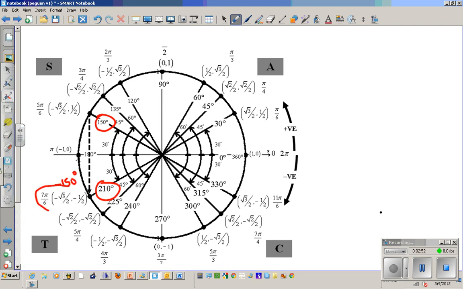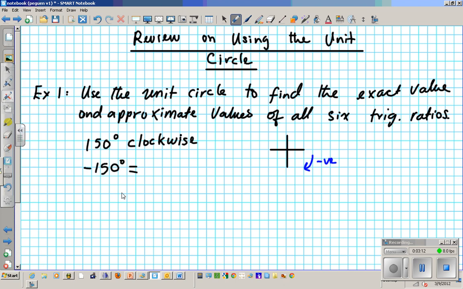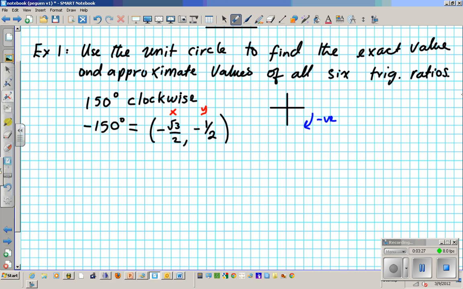So let's copy down this coordinate. The coordinate I want is this one right here: negative root 3 over 2 and negative 1/2. Let's write that down. It's in quadrant 3: negative root 3 over 2 and negative 1/2. Now we're going to use the ratios on the formula sheet that I gave you to find the values. Let's label these x and y, because that's what's going to guide our substitution.